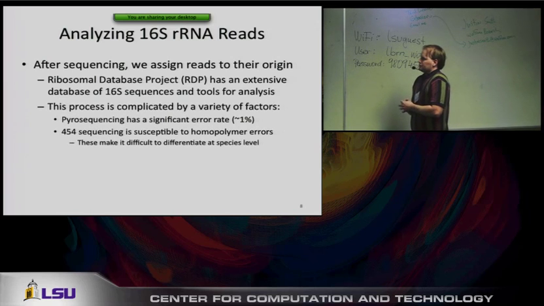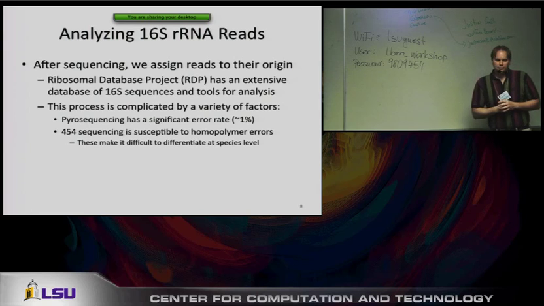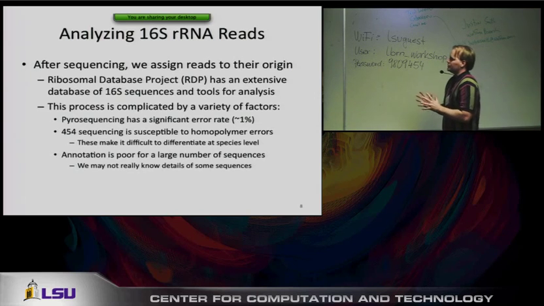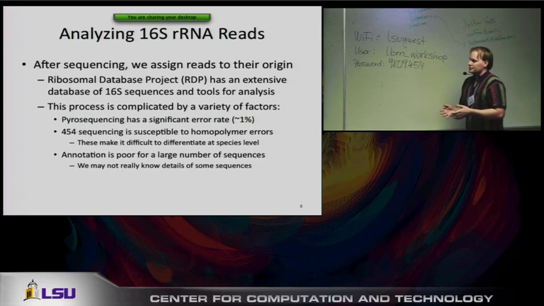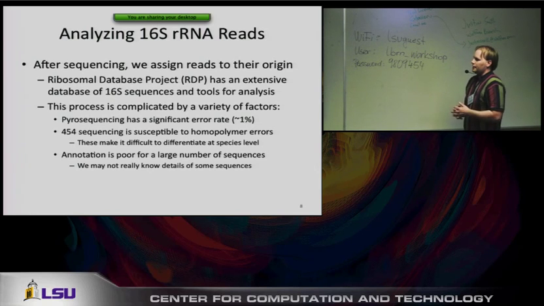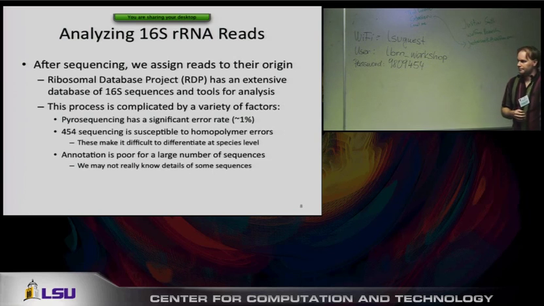So the process is really complicated by a variety of factors. Of course, there's some significant error rate with pyrosequencing, anywhere around 1%. And 454 sequencing in particular is susceptible to what are called homopolymer errors. So that makes it a little bit difficult to differentiate these sequences all the way down to the species level. There's also the issue that annotation is sometimes poor for a class or a variety of sequences, so we may not really know the details of what some of the sequences we're pulling out really are.